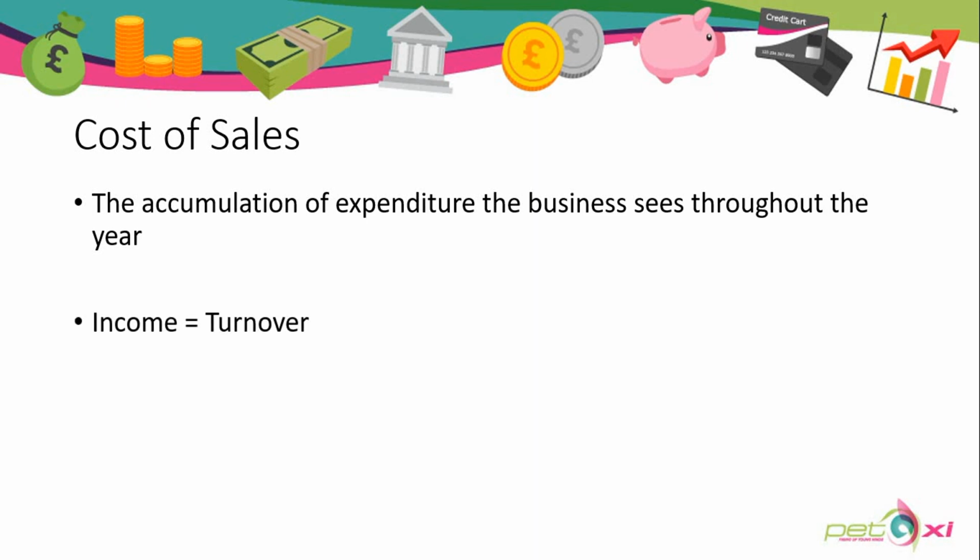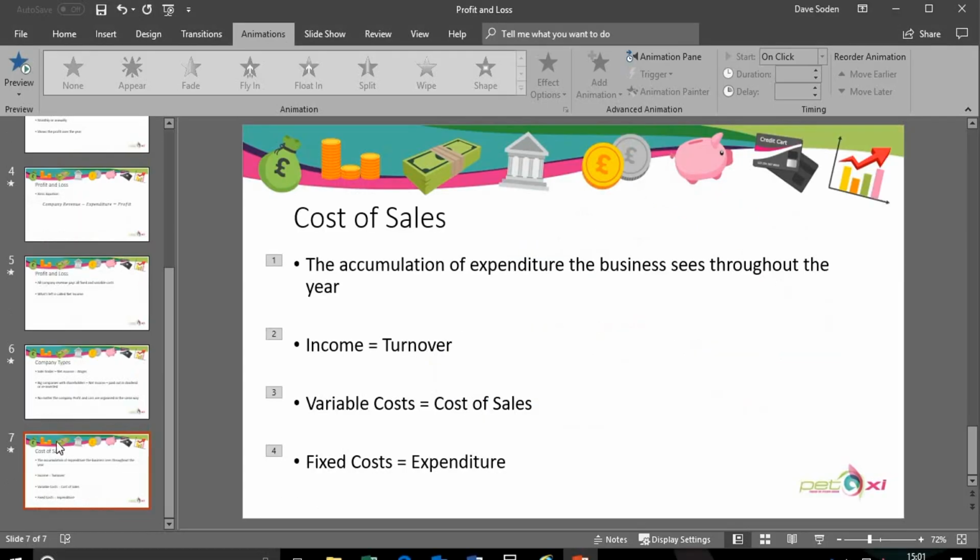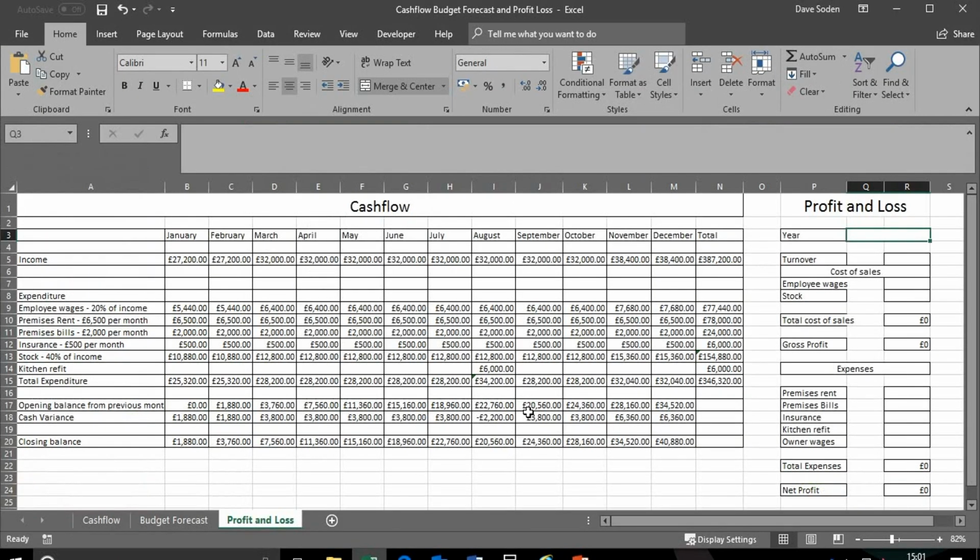For this example, we will use the restaurant cash flow previously used on the cash flow video, and we'll use the following definition. Income equals turnover. Any variable costs, such as wages and stock, equals cost of sales. Any fixed costs, such as rent or insurance, will equal expenditure. So let's create our profit and loss account from the restaurant cash flow previously used.